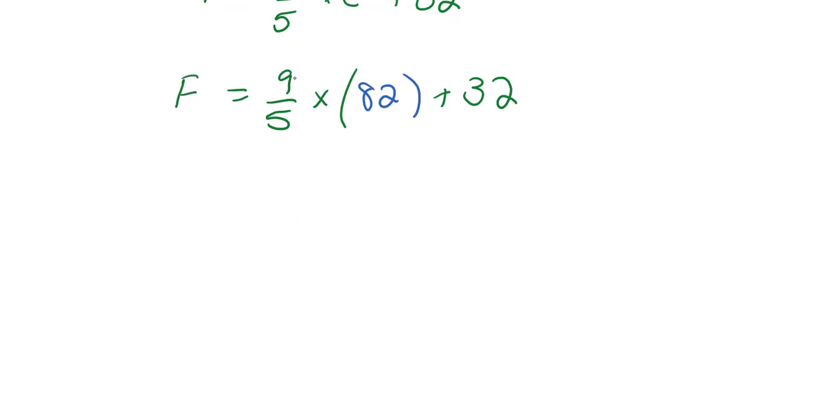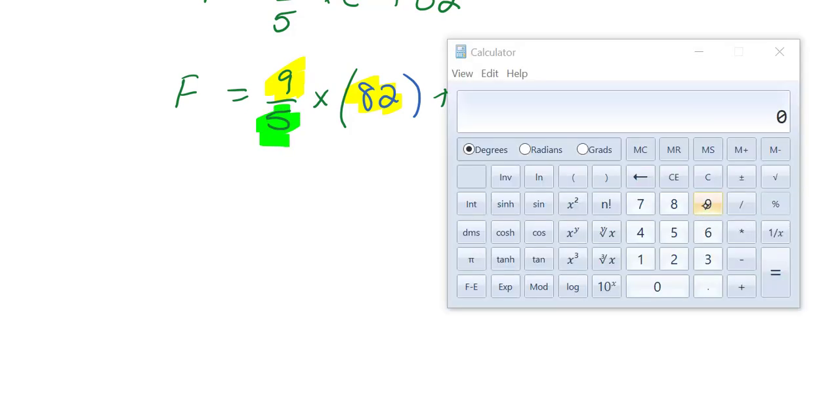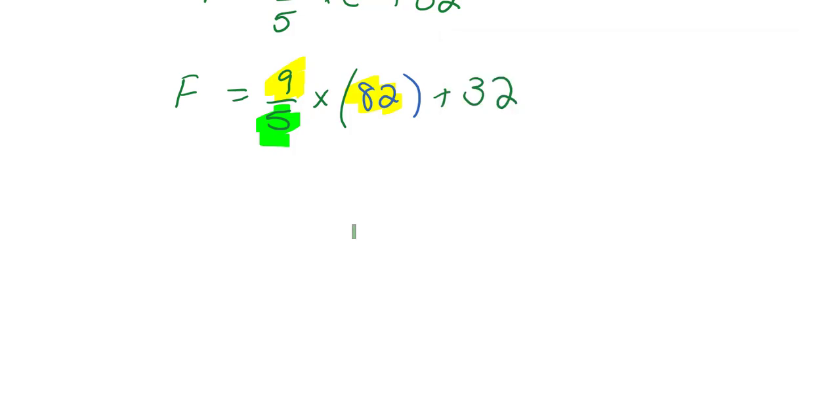So what we can do is multiply 9 times 82, and then divide it by this 5. Let's get the calculator out. 9 times 82 is equal to 738. So that's on the top. Let's divide it by 5, and we get 147.6.